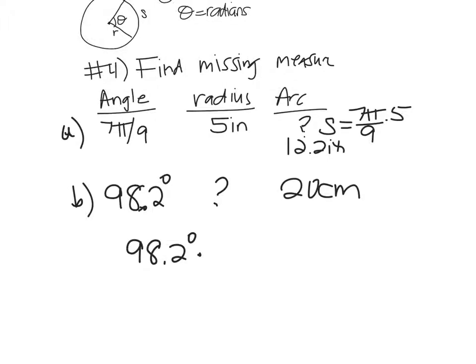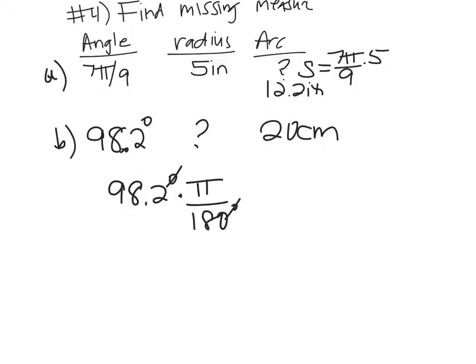Now we have to flip our conversion, because we did 180 over pi earlier. Now we're going to do pi over 180. Remember, these units will cancel out. They reduce. So you just multiply that out: 98.2 times pi divided by 180. Use your calculator, and you get 1.71. We can round to 2 decimal places. That's 1.71 radians. Now to find the radius, we will use S equals R theta, or you can solve for R. So R equals the arc length divided by theta.